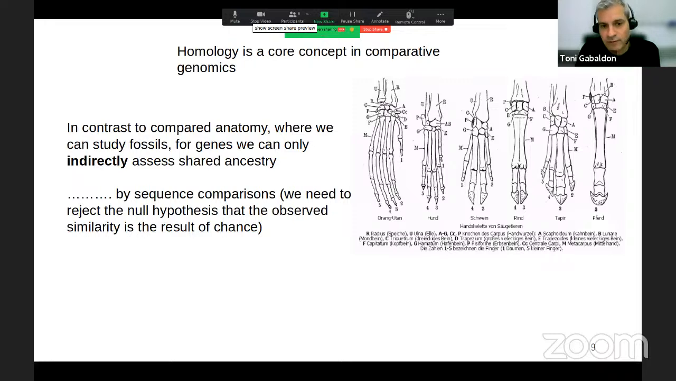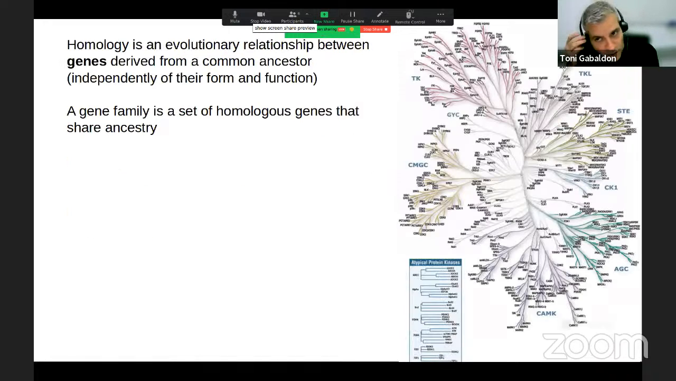We will always have to compare sequences with BLAST or other tools across organisms to reject the null hypothesis that the observed similarity is the result of chance. If the observed similarity is very special and cannot be the result of chance, then we have to assume that these two genes are similar because they have a common ancestry. Therefore, they are homologs. And this is the concept of homologous groups of genes, which are also known as gene families.